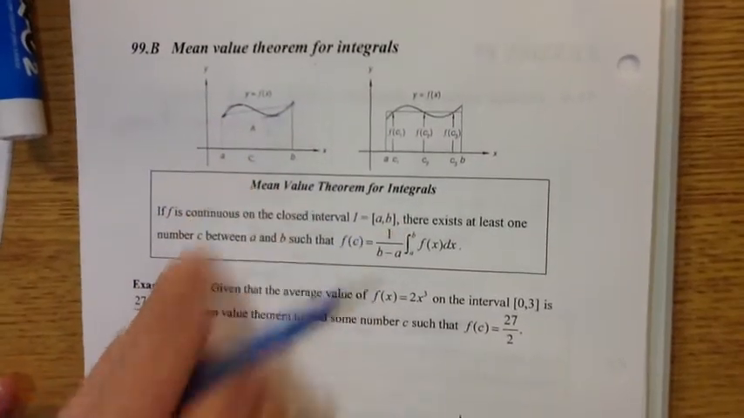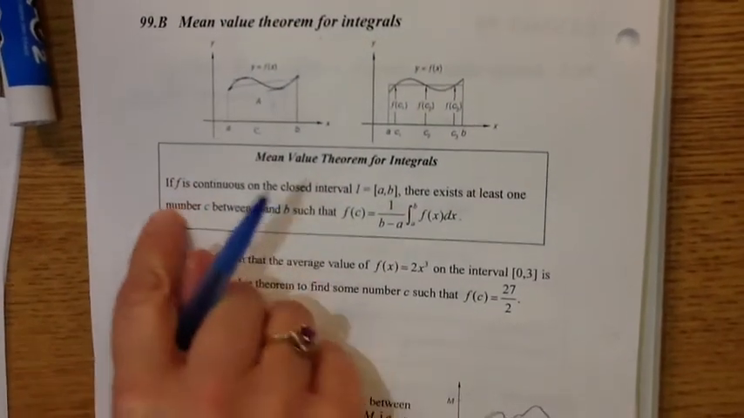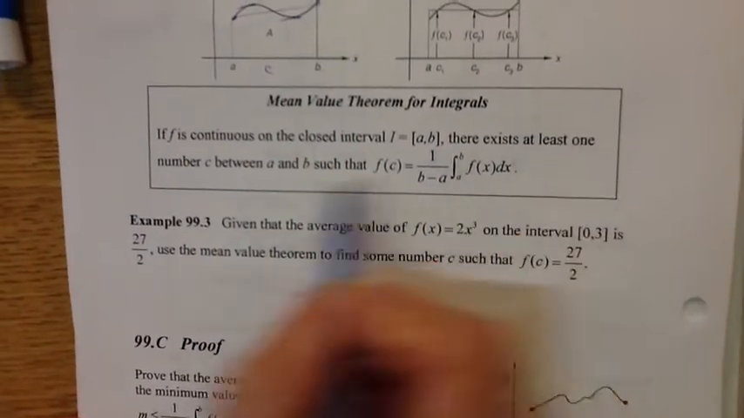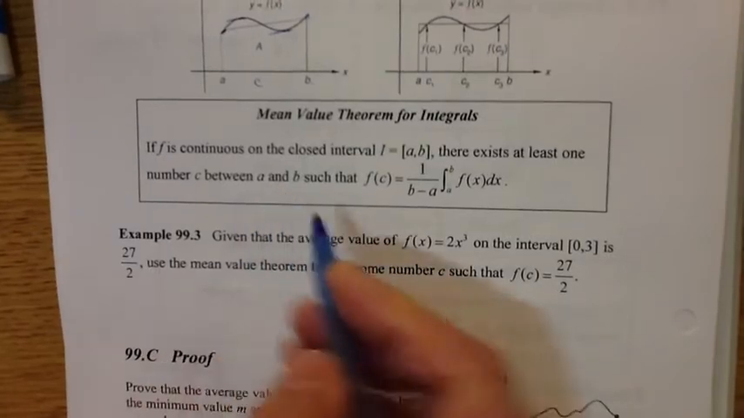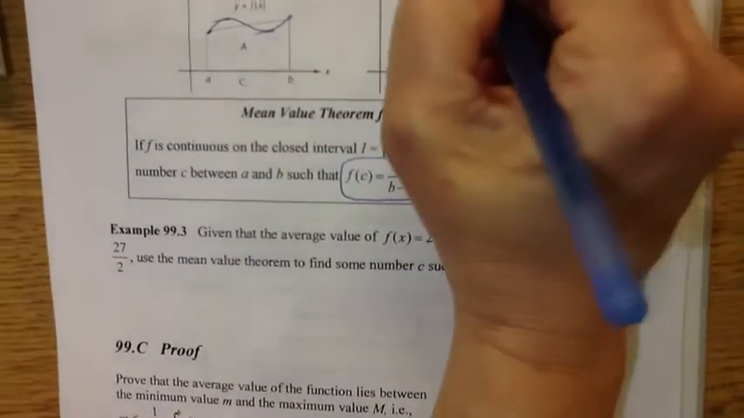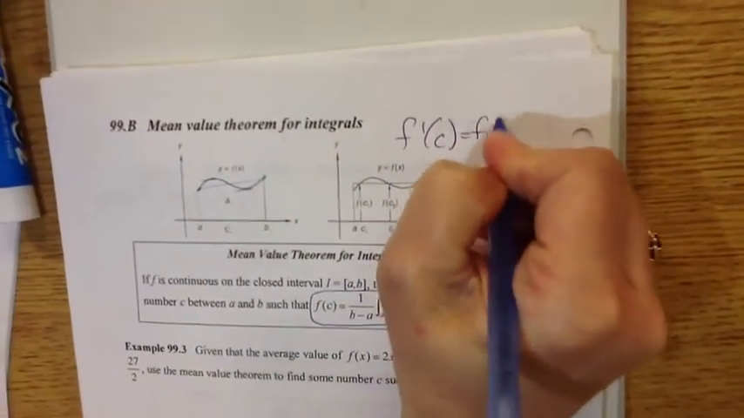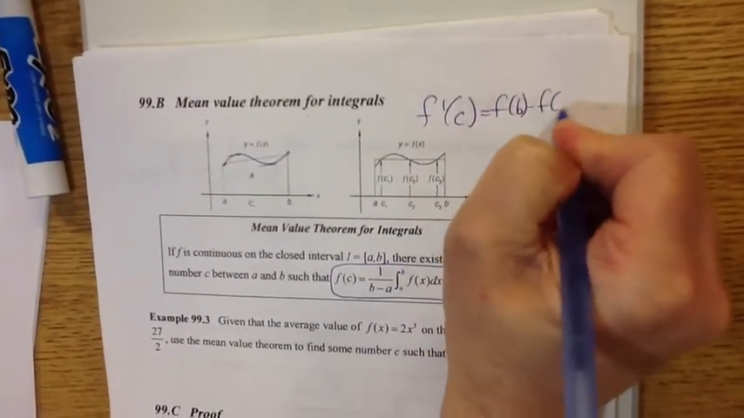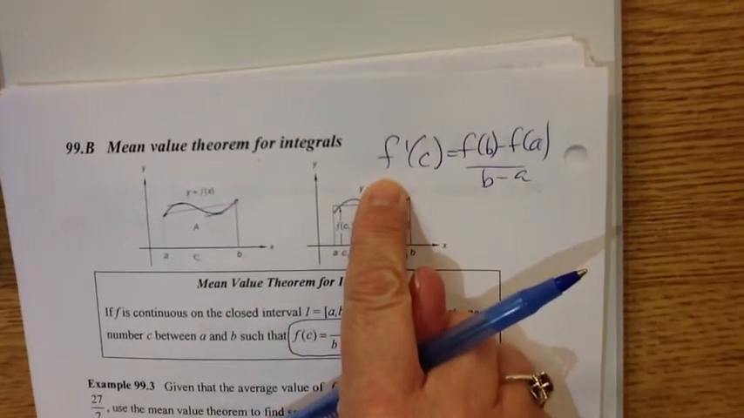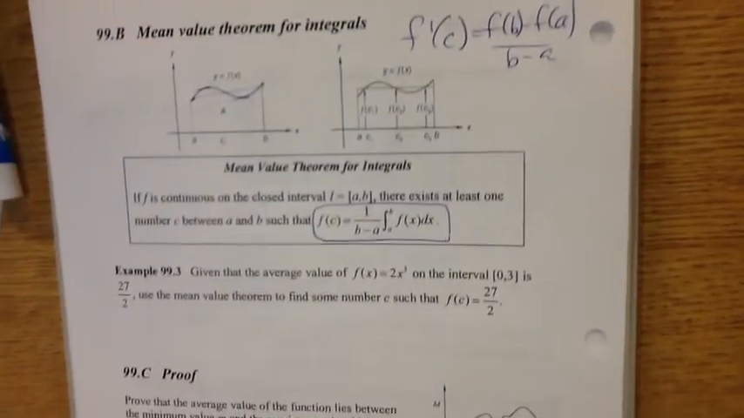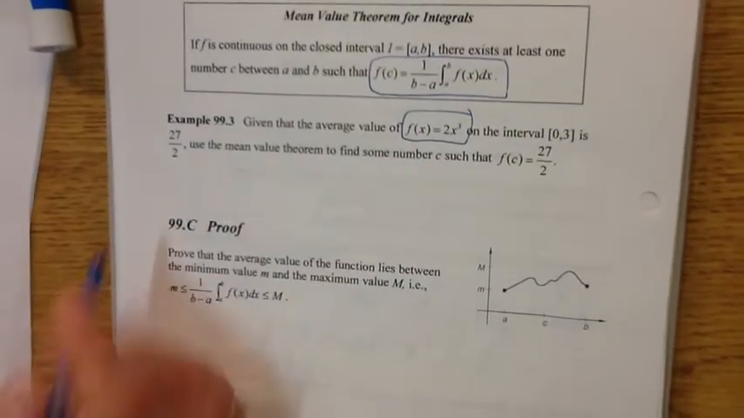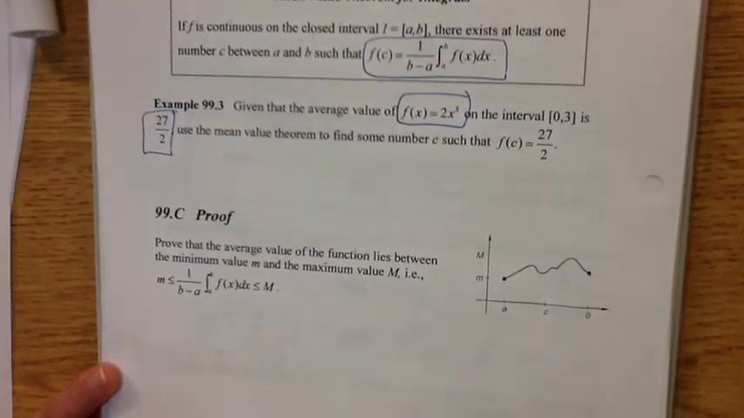Now we're going to use it with average values. So if f is continuous on the closed interval, there exists at least one number c between a and b where f of c equals this. Now remember, the mean value theorem had f prime of c equals f of b minus f of a over b minus a. This is the slope, and this is the derivative. Okay? So here we have, given, this average value of the function is that.